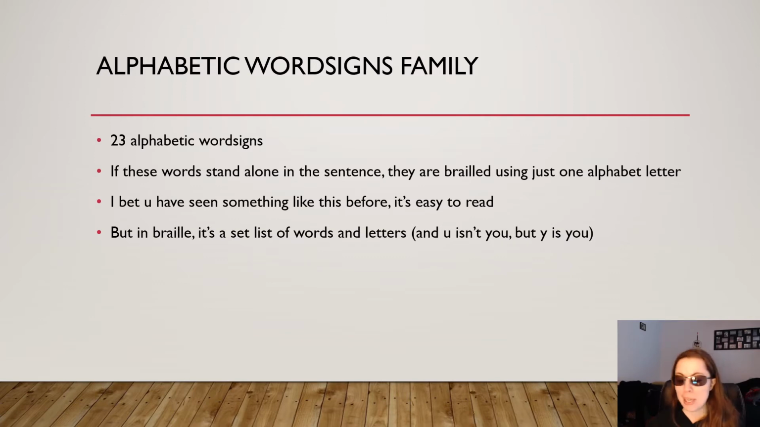This is a really easy family of contractions for that reason. But in Braille, we don't just make up any letter that seems logical to the person. It's a very set list. We only use those letters. And the word you is not brailled with the letter U in Braille, but it's brailled with the letter Y. It uses the first letter of that word. So that is a word in our list, but don't get tricked by texting and braille it as a U. That would mean us.